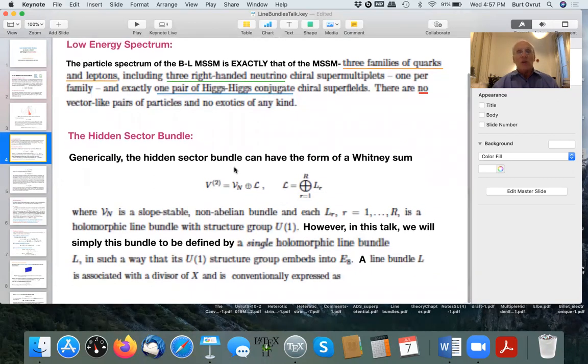The hidden sector is another story, and we will get a hidden sector and write it for you, but in general, it could be a non-abelian group and a Whitney sum of line bundles and so on. We're not going to have a non-abelian group, and we will have a Whitney sum of two line bundles, a line bundle L and its inverse L star, or L minus 1 if you like, and we'll get to that in a minute. Okay.